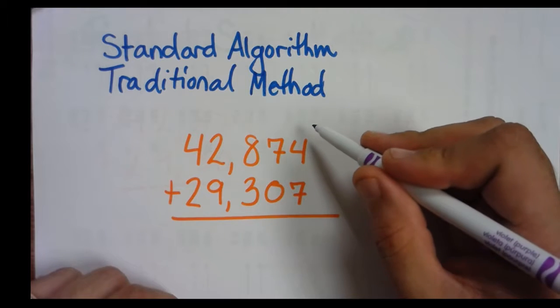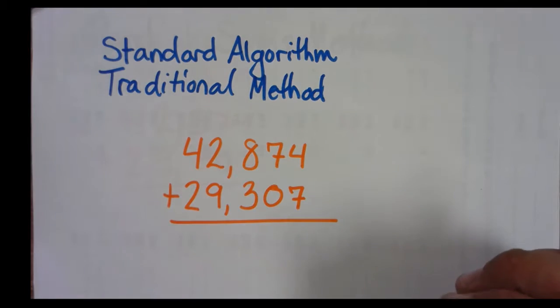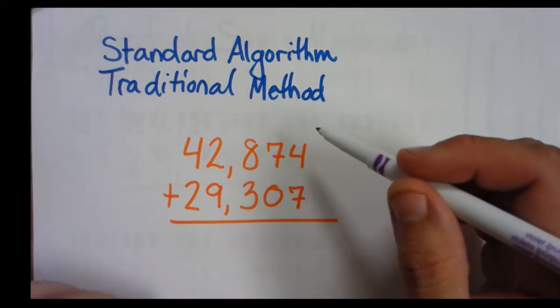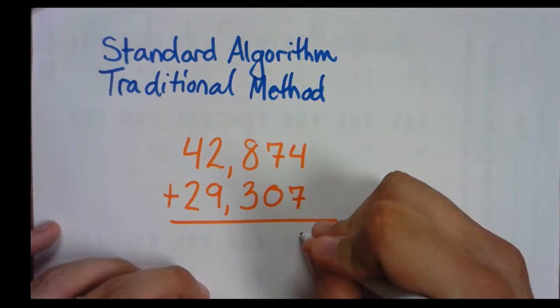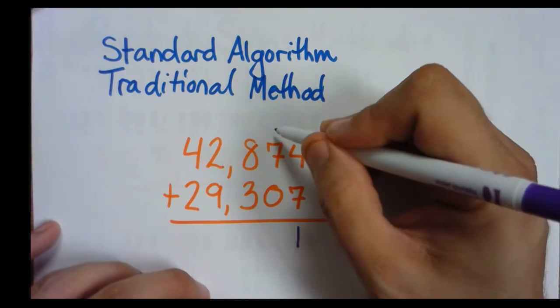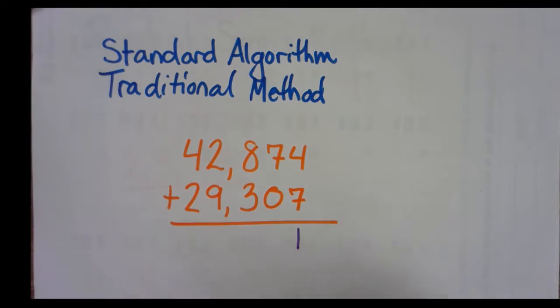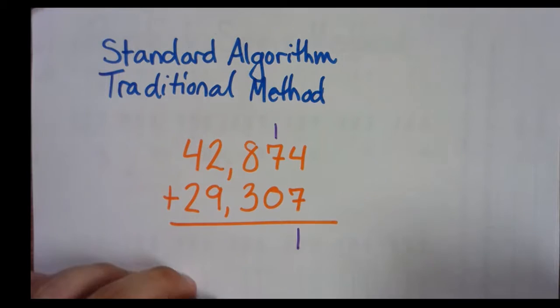And so for a standard algorithm, I'm always starting in my smallest place. I'm always starting in my ones place. And I'm going to begin here adding 4 plus 7, and that's 11. So I'm going to put down my 1, and what do I do next? Well, if you're like me, you may have learned growing up that we say that we carry the 1.